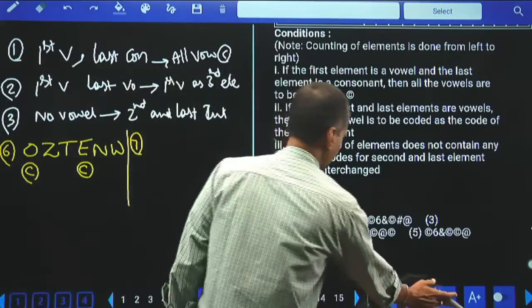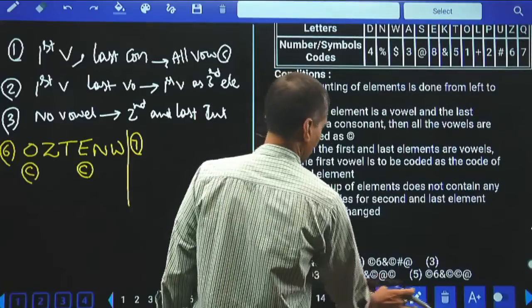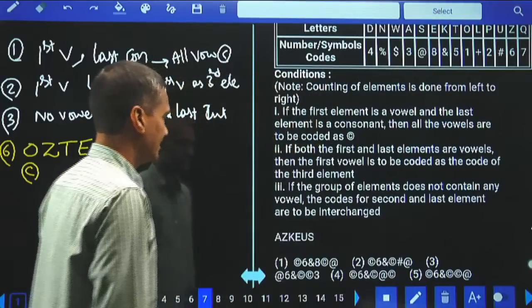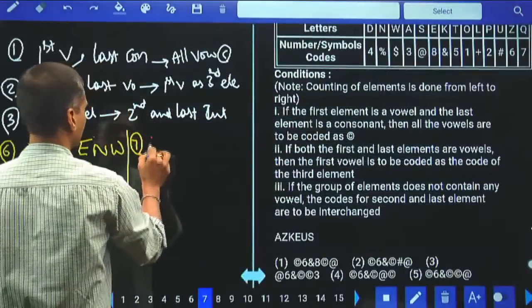Then coming to question number 7. Now in this question number 7, tell me what is the information we have. Now AZKEUS. AZKEUS comes under which category here?